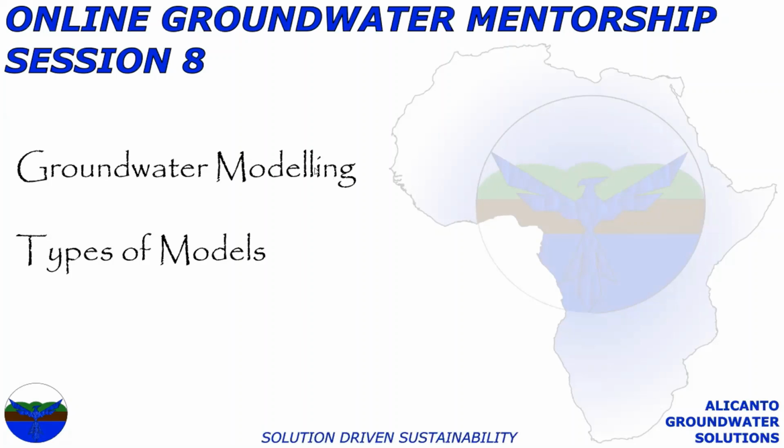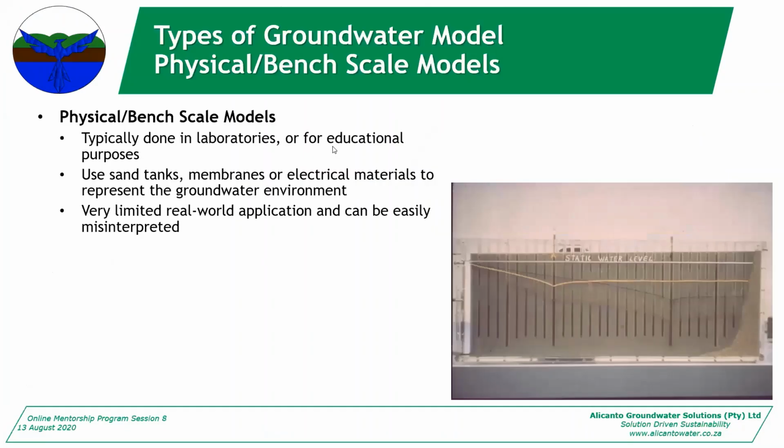So let's go through the sort of main three. First one is a physical or a bench scale model. Typically you do this in the lab or it's at university just for educational purposes. I know at Free State they have a bench scale model that Gerrit built. I'm not sure if anybody else has seen one.